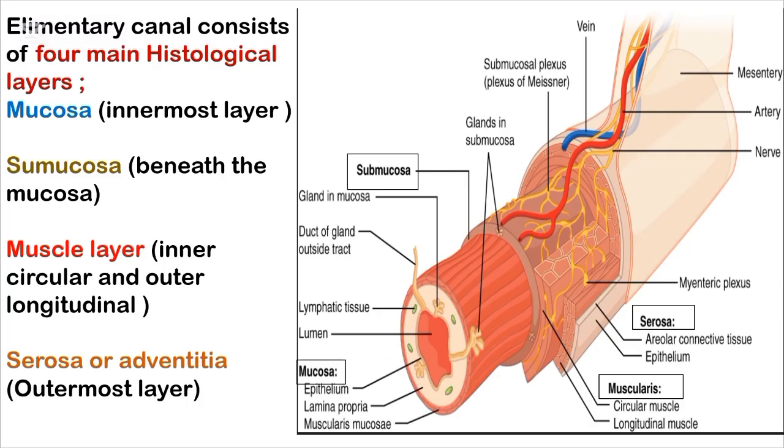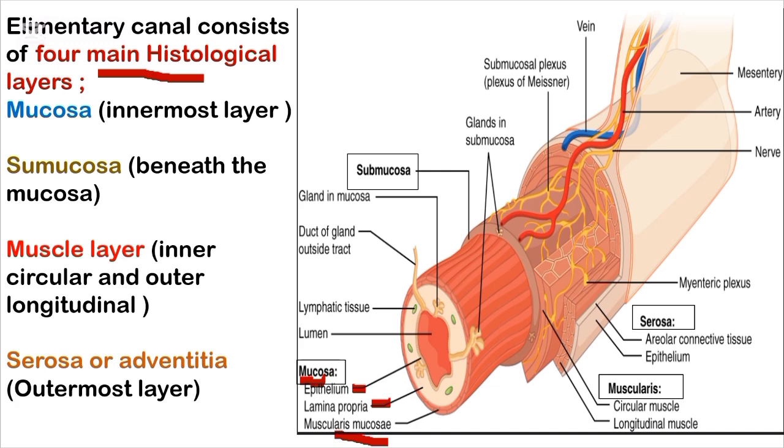Let's summarize this whole lecture. The alimentary canal has four main histological layers. The innermost layer is mucosa. Mucosa has further three sublayers. The inner one is epithelium. The middle layer is lamina propria that contains lymphatic tissues, glands, etc. The outer layer is muscularis mucosa.